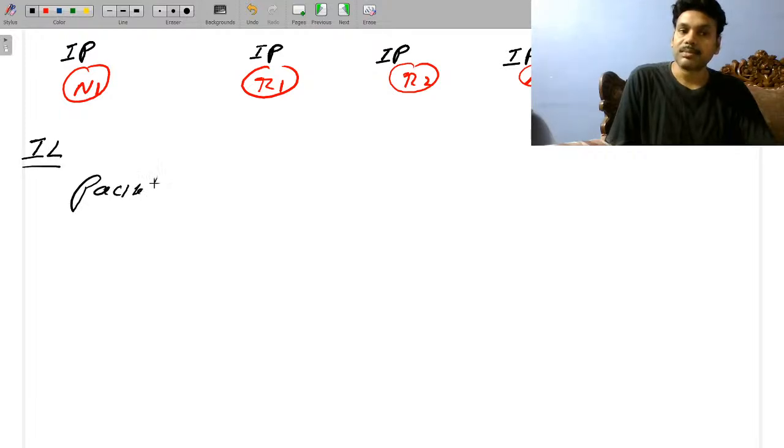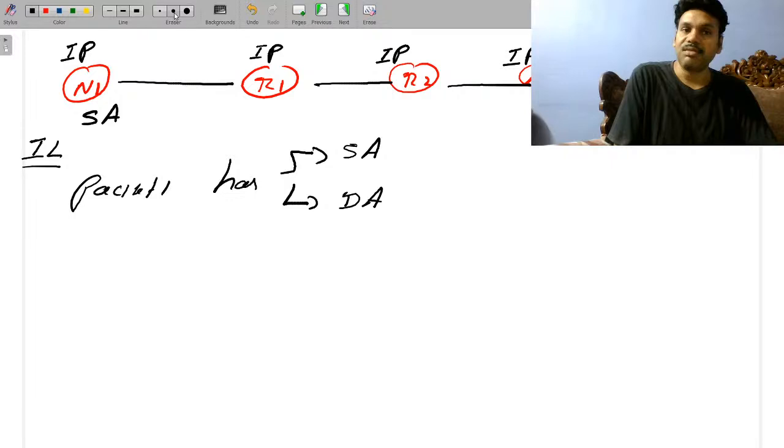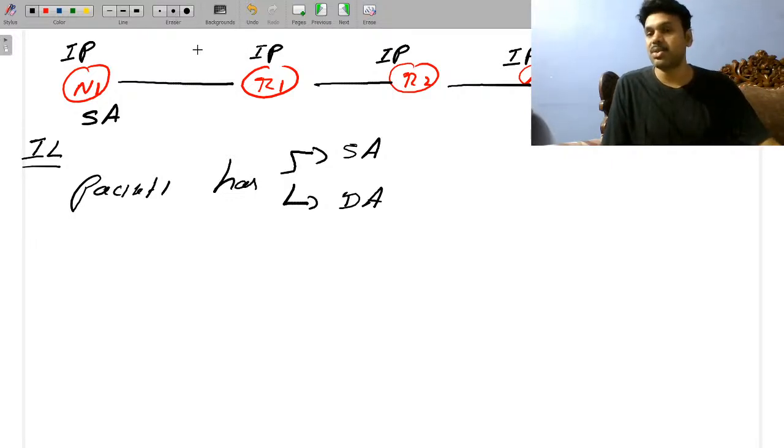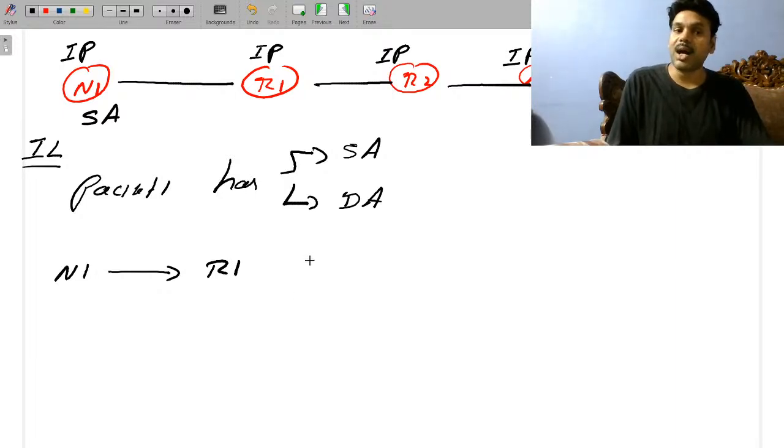Packet 1 has a source address and a destination address. This is your source, this is your destination. Between them, the routers are trying to give you the shortest path: which line should I go so that it is the shortest. That is going to be informed by your routers. So when N1 sends data to R1, your source IP, I am saying 0.1, destination IP, I am saying 0.2. So this is going to be recorded in your packet, source IP and destination IP.